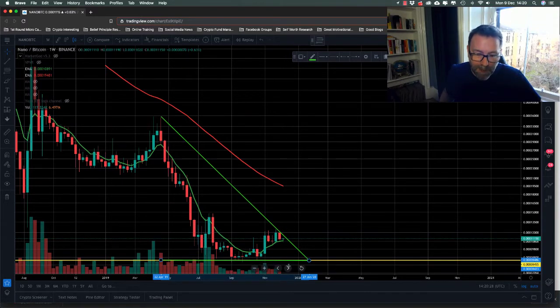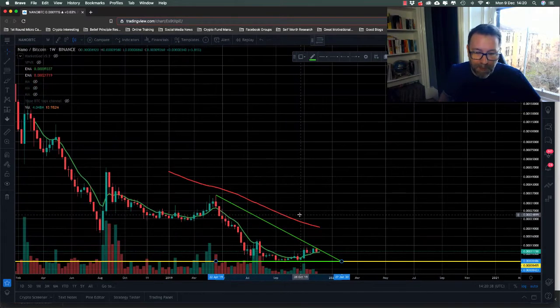If it breaks to the downside below this baseline, then that is an extremely bearish sign, and it will go down even further, which is not good for Nano just now. It's 11,150 at the moment.